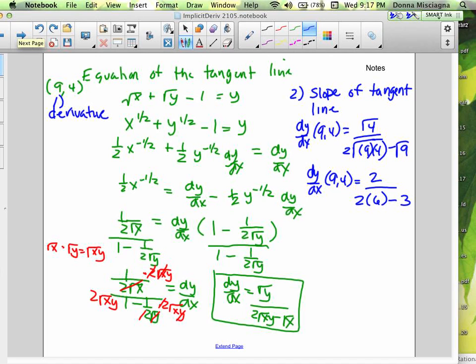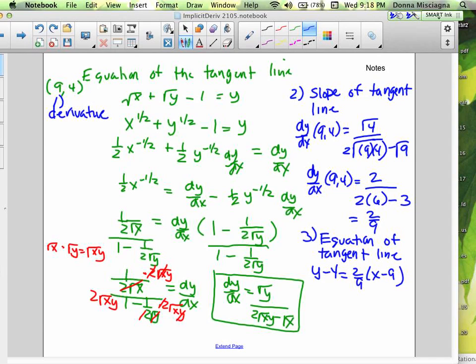So our slope is going to be 2 over 12 minus 3, which is 2/9. There's the slope. And now the equation of the tangent line: y minus 4 equals 2/9 times x minus 9.